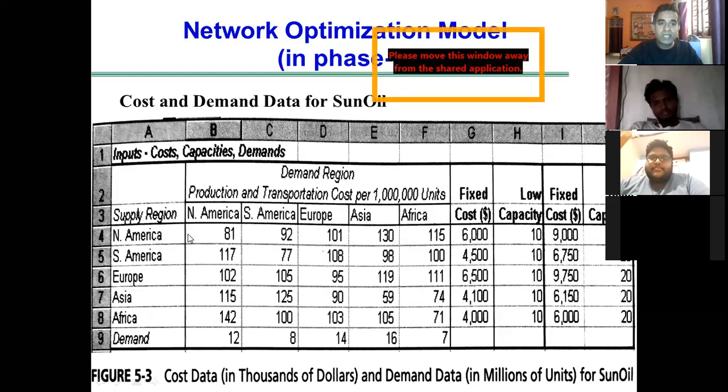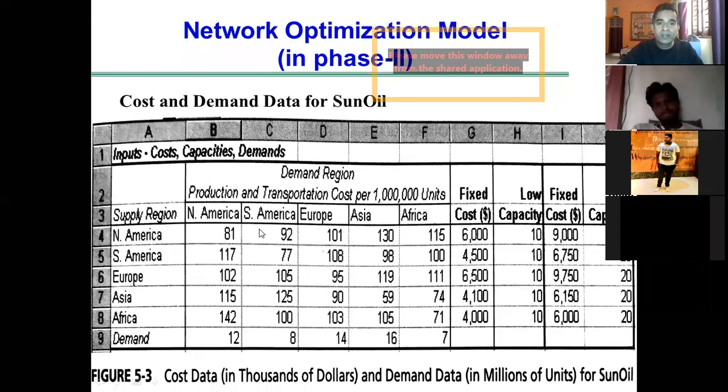What you can see here is that as the distance between the supply region and demand region increases, the production and transportation cost also increases. You can clearly make it out here. Make in North America and sell in North America, the cost is lowest. When you make in North America and supply to South America, the cost increases to 92,000. When you make in North America and sell in the European market, the cost increases to 101,000. When you make in North America and supply to Asia, as the distance further increases, the production and transportation cost is highest as the distance is highest.